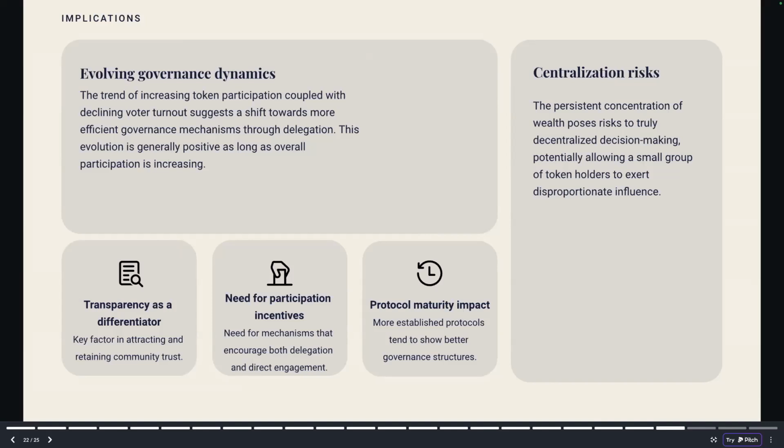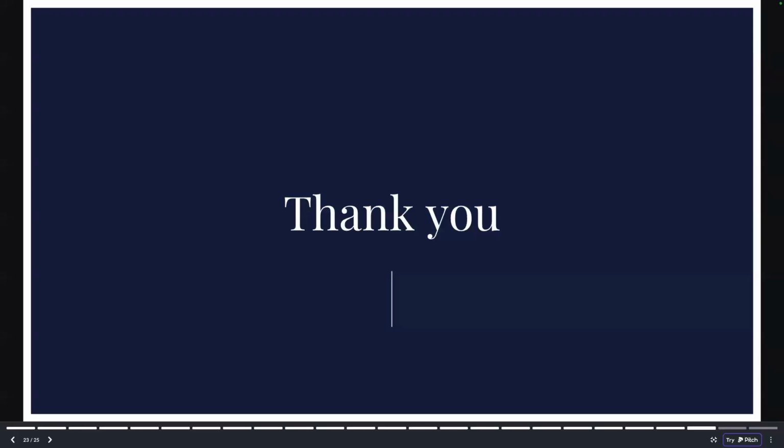Moreover, there is a protocol maturity impact. Seemingly, more established protocols tend to show better governance structures across all metrics. And last but not least, transparency can be a differentiator, especially financial reporting, which should be improved among the protocols. And that's about it.